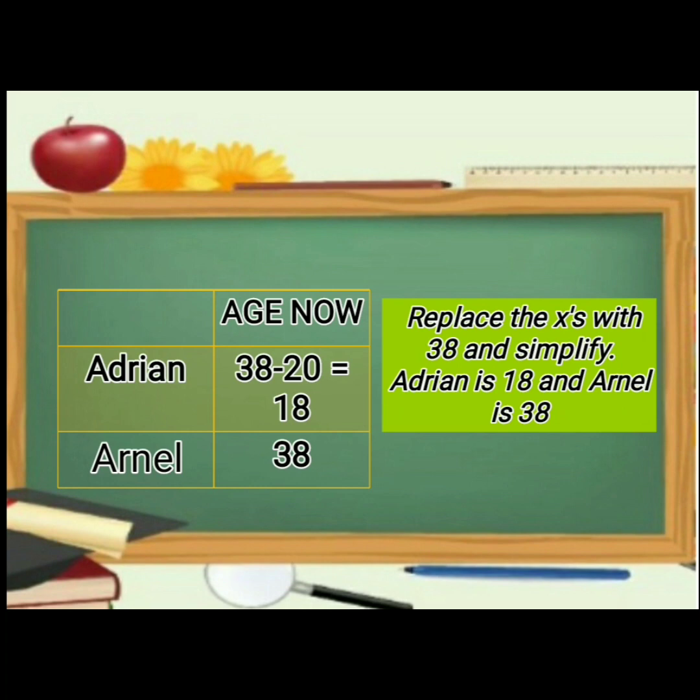So the first column will help us answer the question. This is the age of Adrian and Arnold. To replace the X's with 38 and simplify, Adrian is 18 and Arnold is 38. As we know X, just substitute the value of X, then simplify. 38 minus 20 equals 18. Then our X is 38. So we have now the final answer. We already found out their ages.